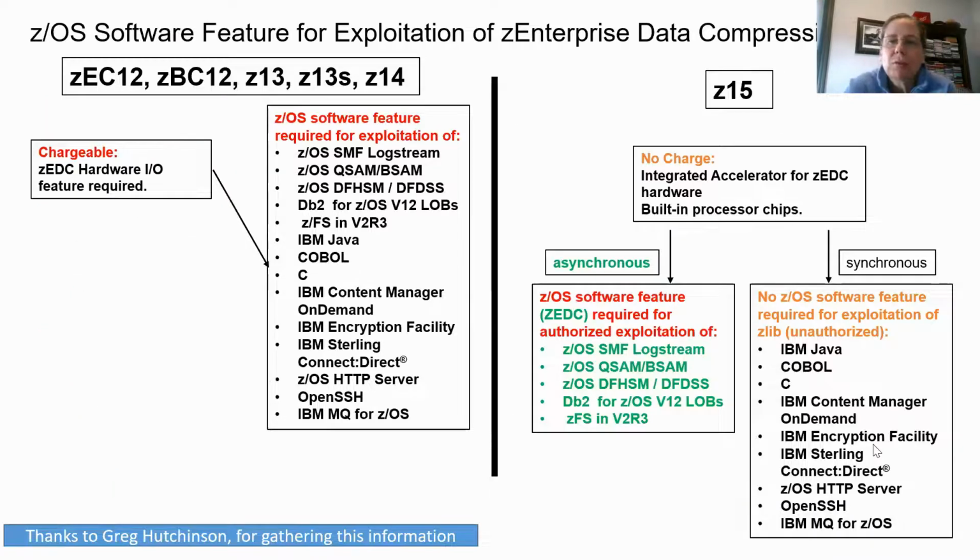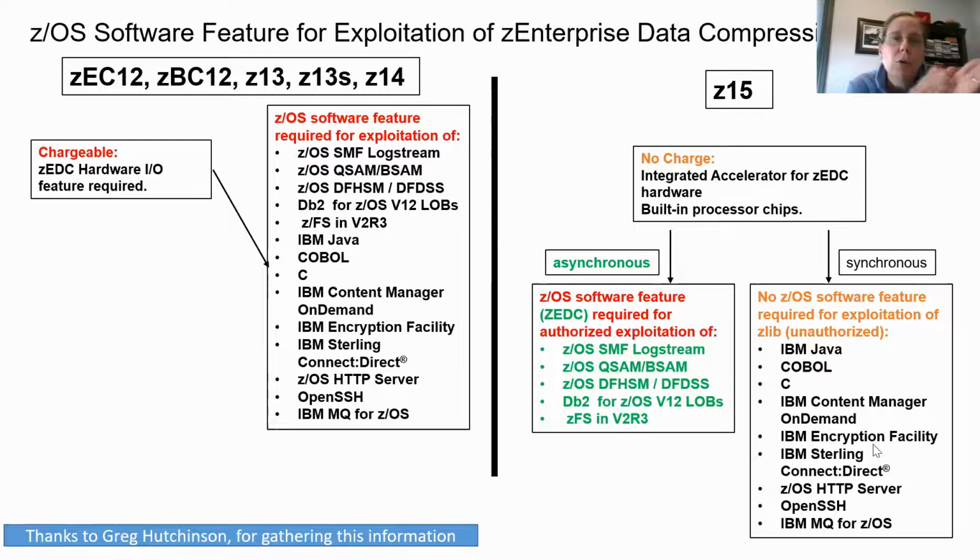This is one of my favorite charts where we talk about the differences between Z14 and before and the Z15. And I love this chart because it also explains clearly how the zOS priced feature that happens to be called zEDC is coming into play. On the left-hand side of this chart, you'll see before Z15, we had a chargeable hardware feature that was called zEDC. And we had a chargeable software feature that was called zEDC.